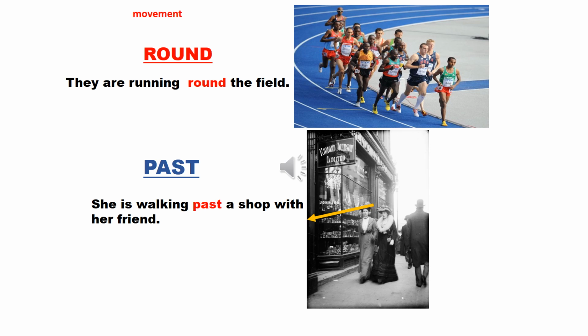Now next picture is related with the preposition past. She is walking past a shop with her friend. She is walking past a shop and she is walking in a direction that passed in front of a shop. So these kind of prepositions are indicating motion, movement in a particular way. Try to remember them, try to remember the picture related with that.